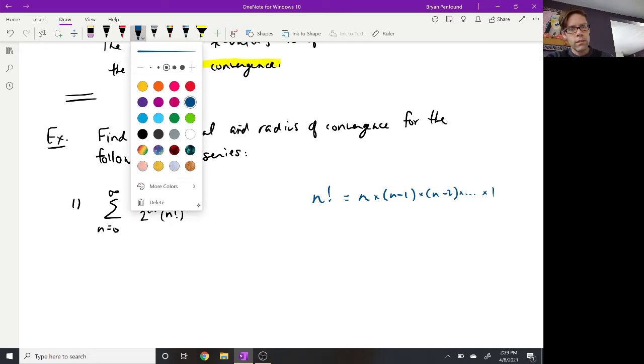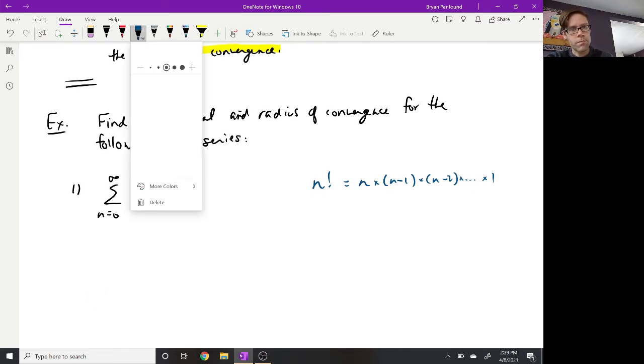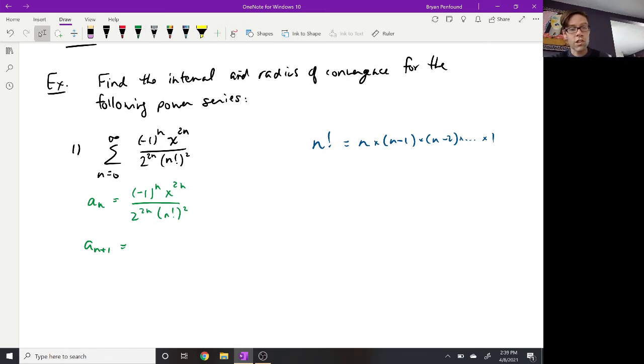All right, so I'm going to maybe change to green here. I feel like green's a little bit easier to see compared to the black. So this is a power series, and I know that a sub n looks something like this. So we already have a sub n. The hard part, I think, is going to be trying to figure out what a sub n plus 1 looks like. So what's the next term that comes after a sub n?